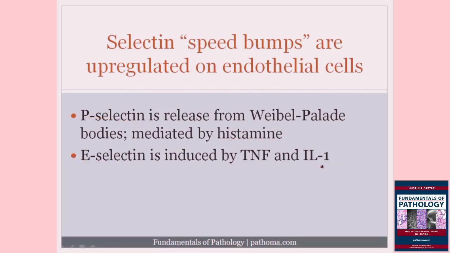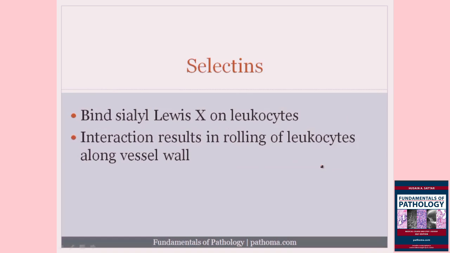Now, beyond the upregulation of selectin on endothelial cells, it's important to note that the selectins are actually going to bind a molecule on the leukocytes, on the neutrophils, which is Sialyl Lewis X. We do have to know that molecule. So that it's Sialyl Lewis X that actually is going to specifically bump into the selectins and allow for the rolling of the neutrophils. Now, this interaction results in rolling of the leukocytes along the vessel wall, as I've already explained, which sort of then slows down the neutrophil.